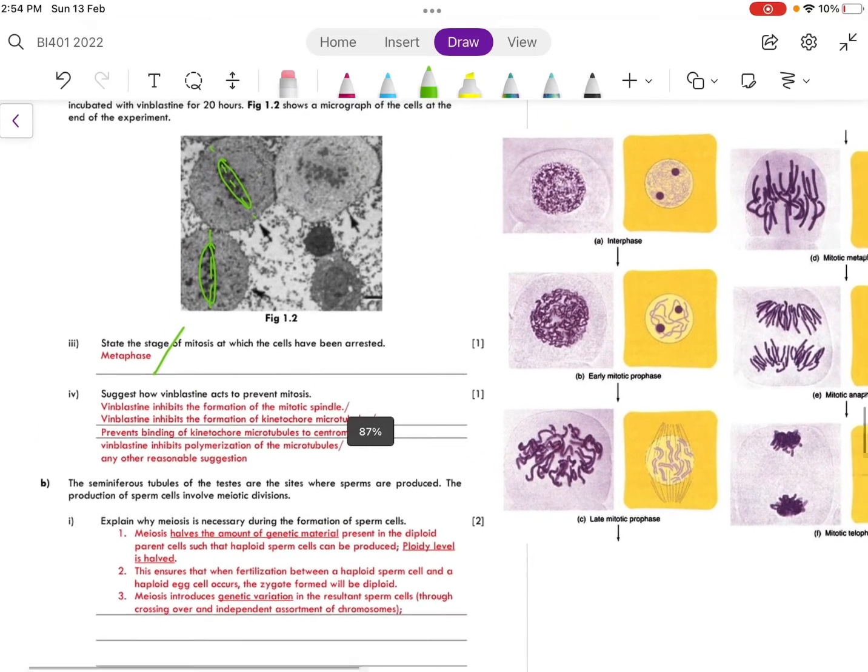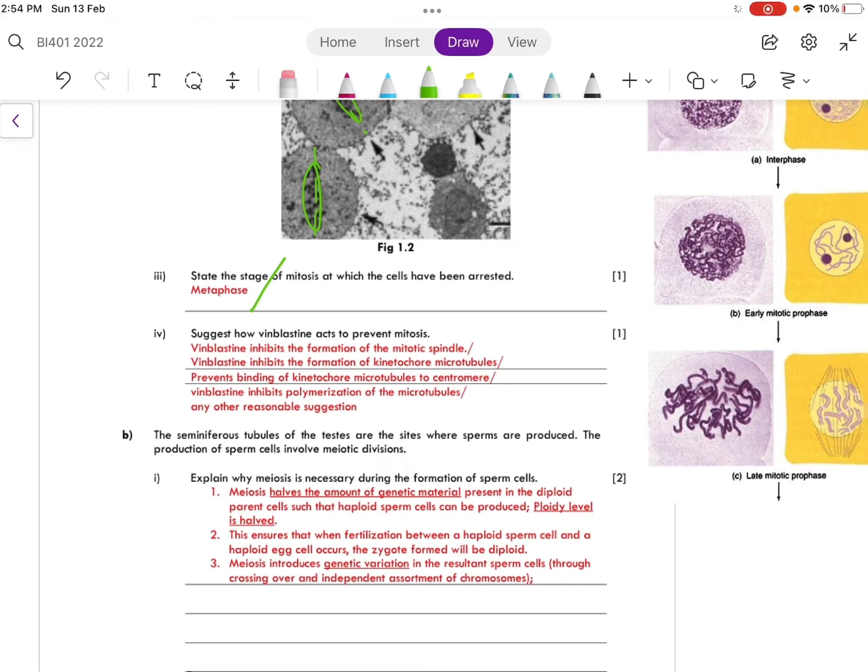And suggest how vinblastine acts to prevent mitosis. When you see the word suggest, it means that this is an open-ended question. There are multiple answers. As long as you apply the right logic, we can award you the marks. So there are various answers.